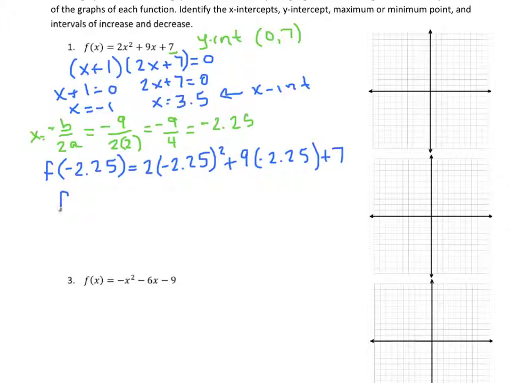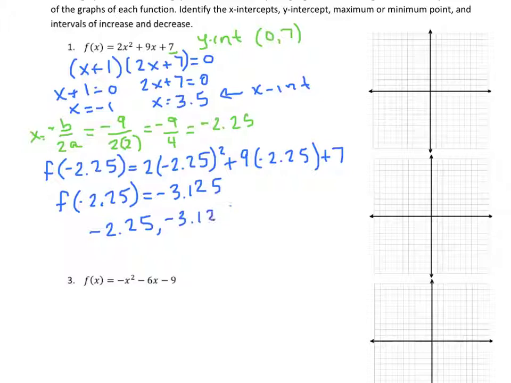Now I'm going to use my calculator for a little help. Plug that into my calculator, and I get negative 3.125. So my minimum point is at negative 2.25, negative 3.125. Minimum. Alright, so let's go ahead and graph this, and then we can get the intervals of increase and decrease.